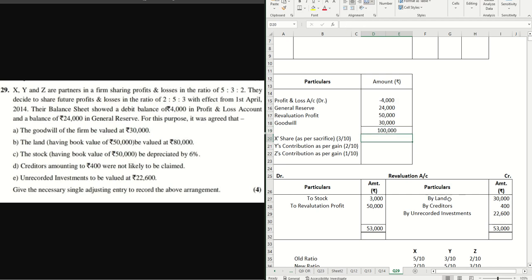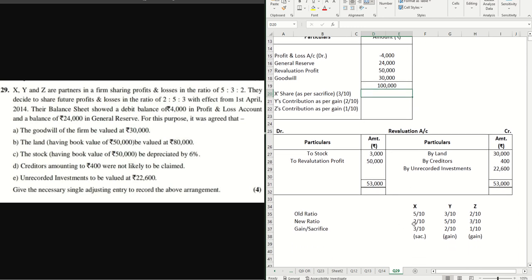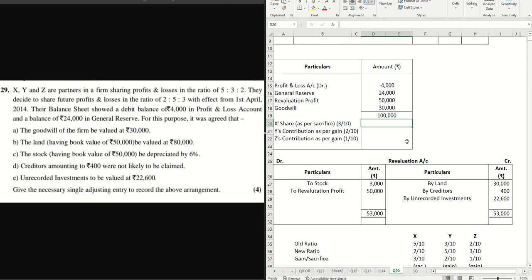So out of that, you have to calculate the gaining ratio and the sacrificing ratio. If the old ratio is 5:3:2 and the new ratio is 2:5:3, then in that case X is sacrificing 3/10, Y is gaining 2/10 and Z is gaining 1/10, right? So both the gaining partners will compensate X for the sacrifice, right? So here out of 1 lakh, X's sacrifice will be straight away 1 lakh into 3 upon 10.